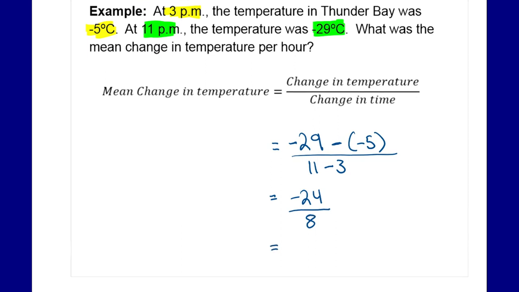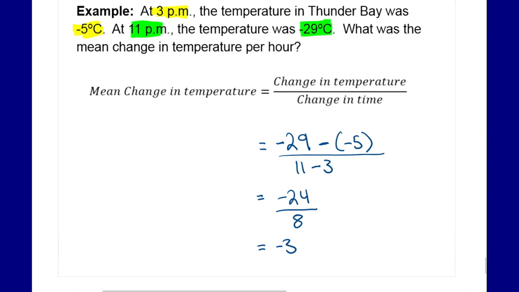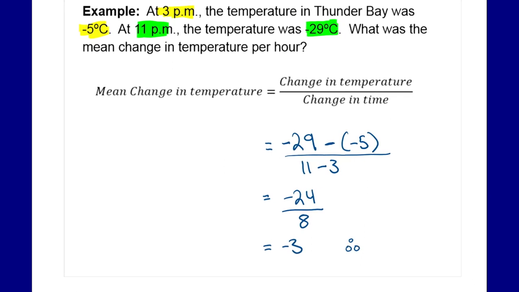Now I can divide. Negative 24 divided by 8 is negative 3. So therefore, the mean change is negative 3 degrees Celsius per hour. So on average, the temperature changed or decreased 3 degrees per hour.